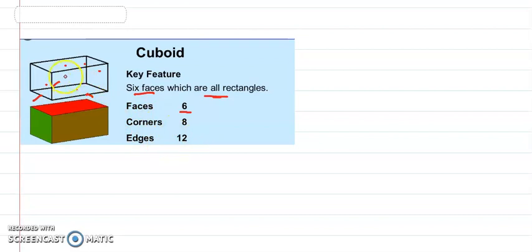And there are 12 edges. You can count the 12 edges. 1, 2, 3, 4, 5, 6, 7, 8, 9, 10, 11, and 12. The total number of the edges are 12 in the cuboid. So the main difference in the cube and cuboid is cube has the length and width equal, while in the cuboid the length and width are not equal.